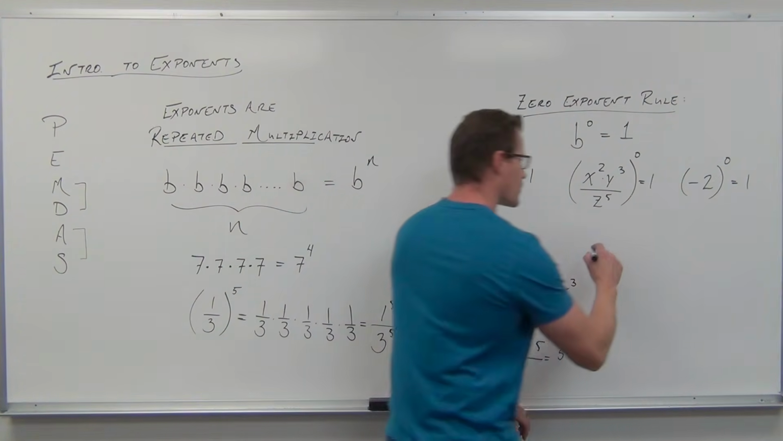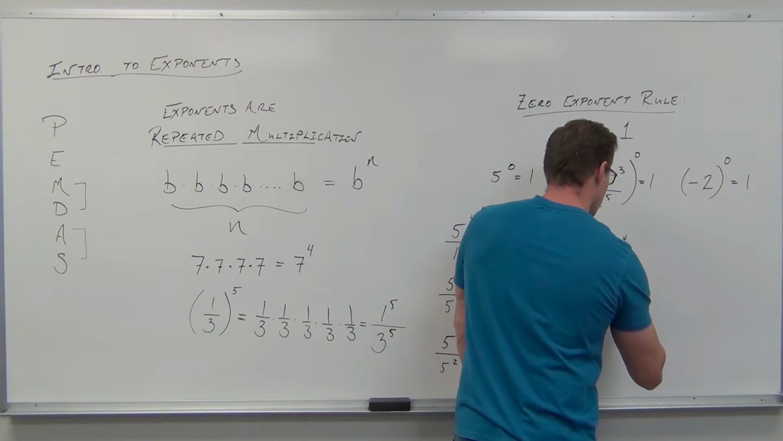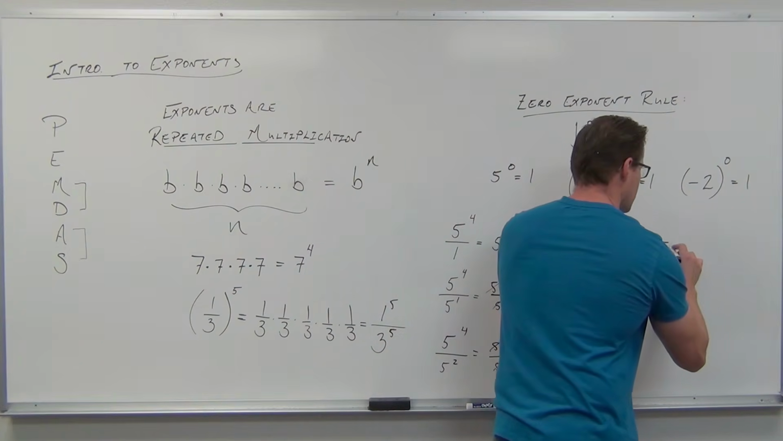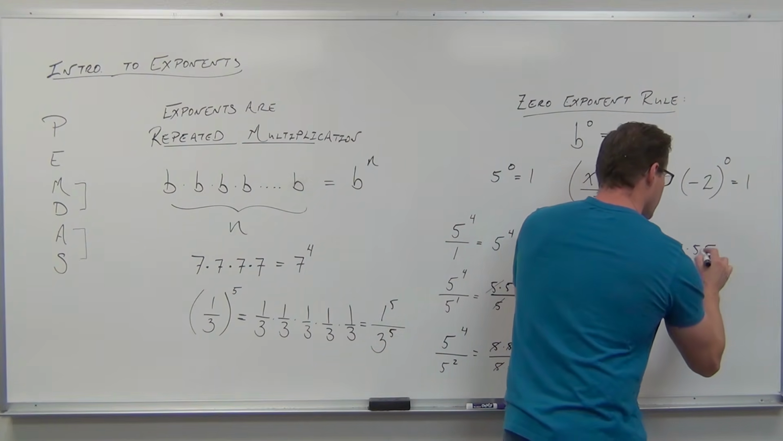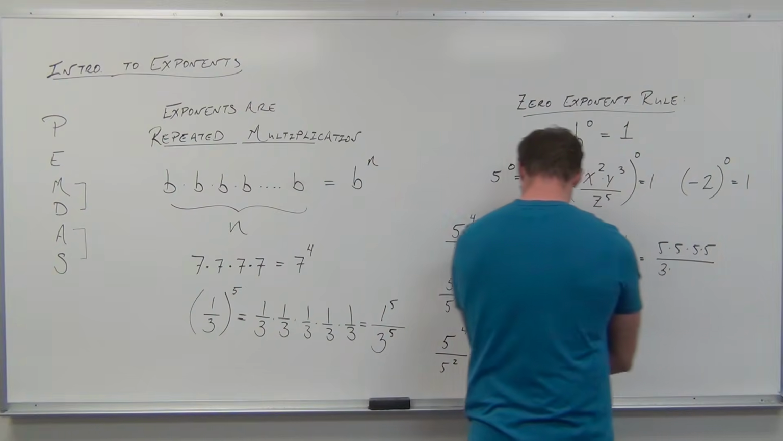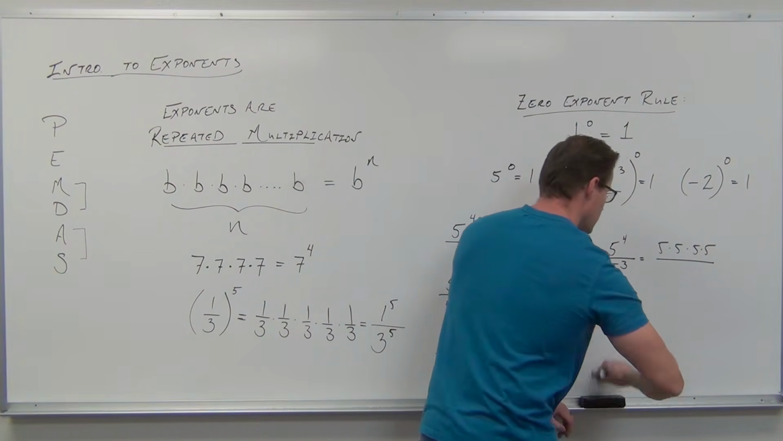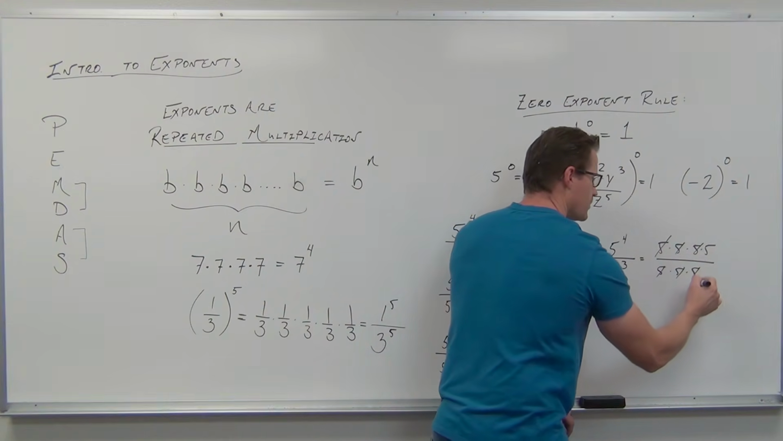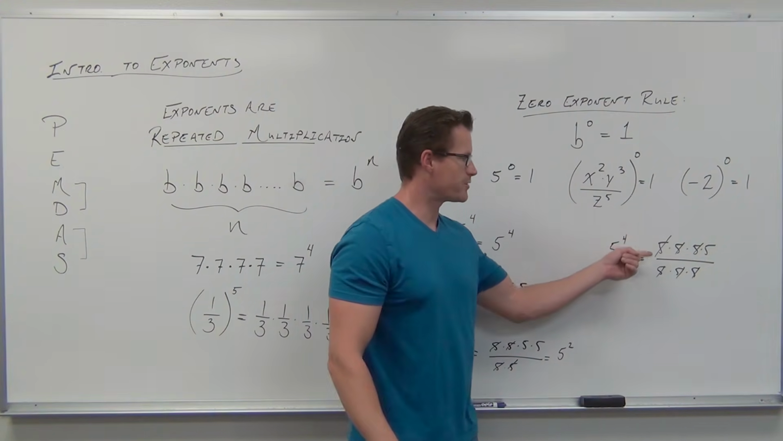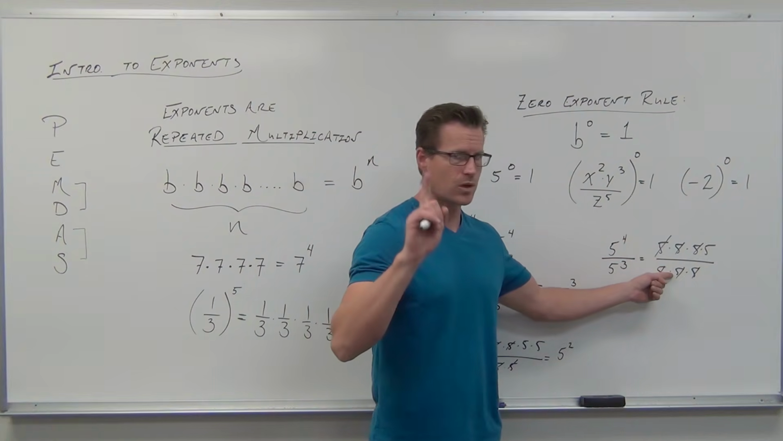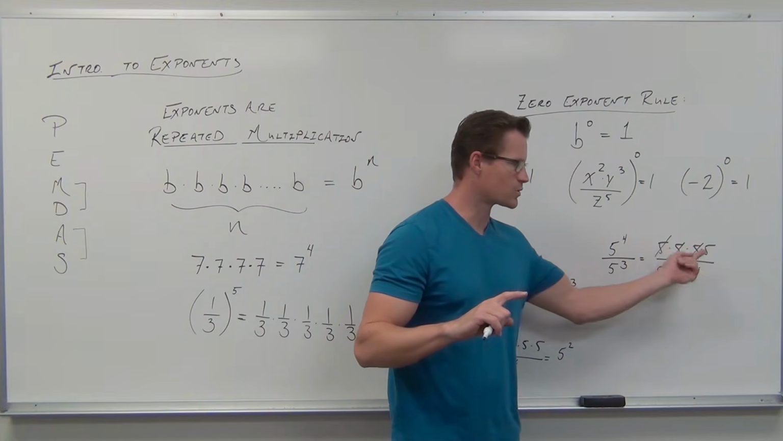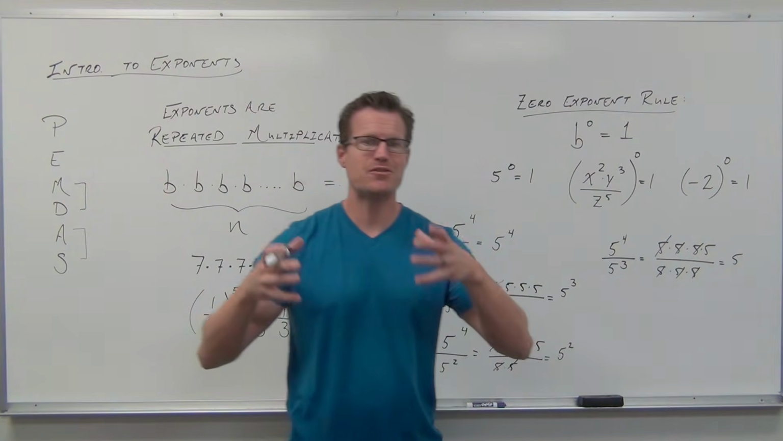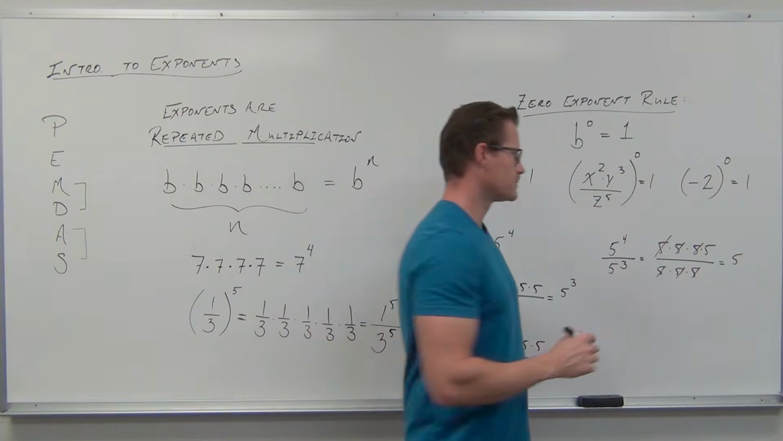How about 5 to the 4th over 5 to the 3rd? Well, okay, so that's, again, repeated multiplication here. We got 4 5s on the numerator. We got 3 5s on the denominator. And we can simplify three pairs of 5s. 5 divided by 5 is 1. 5 divided by 5 is 1. 5 divided by 5 is 1. 1 times 1 times 1 times 5 gives us 5. Okay, come on, put it together. 5 to the 1st.